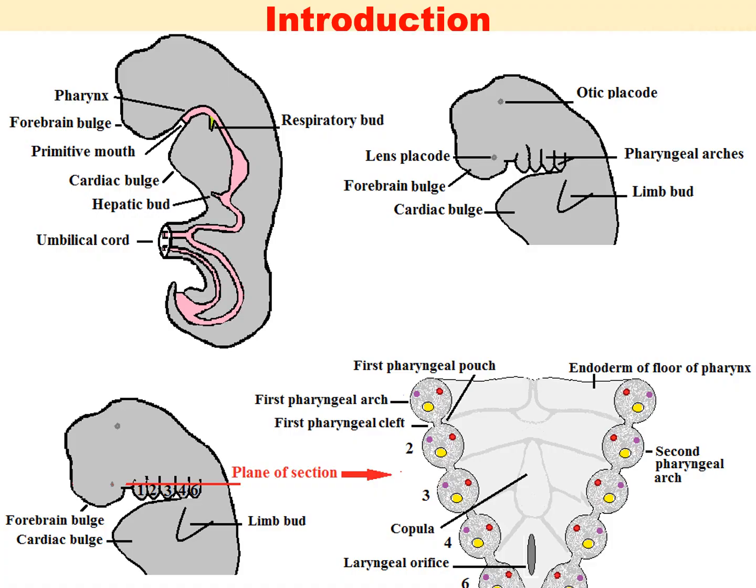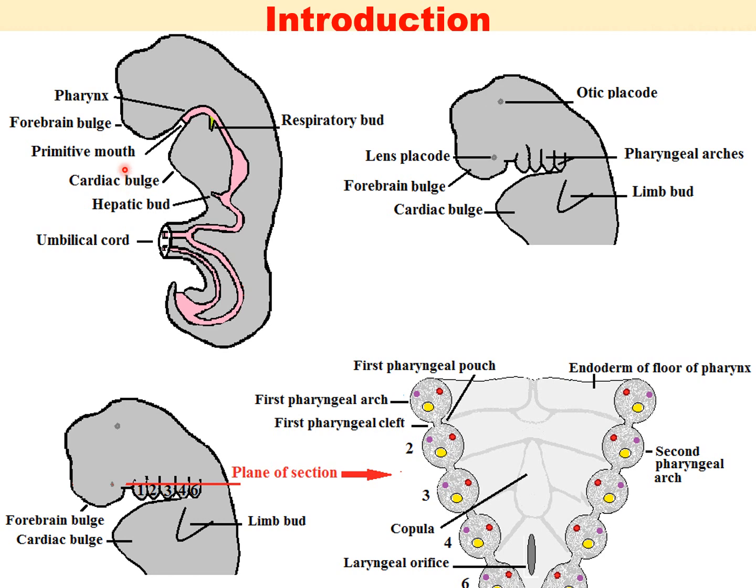This is an introduction. After cranial folding of the developing embryo, the primitive mouth is bounded by two bulges or two swellings. One bulge for the forebrain and another for the cardiac bulge.